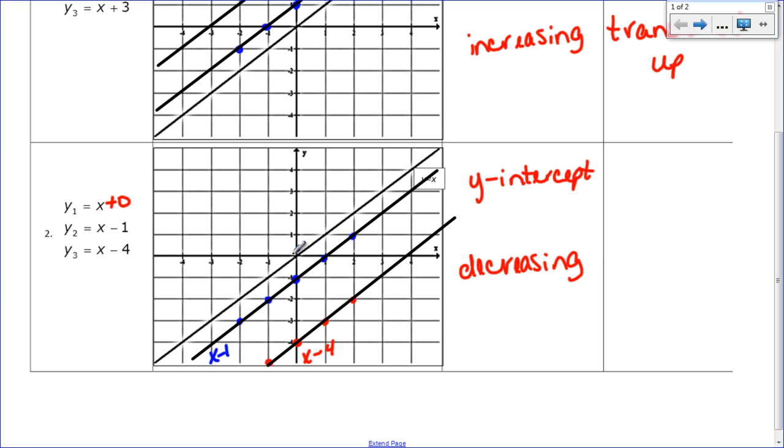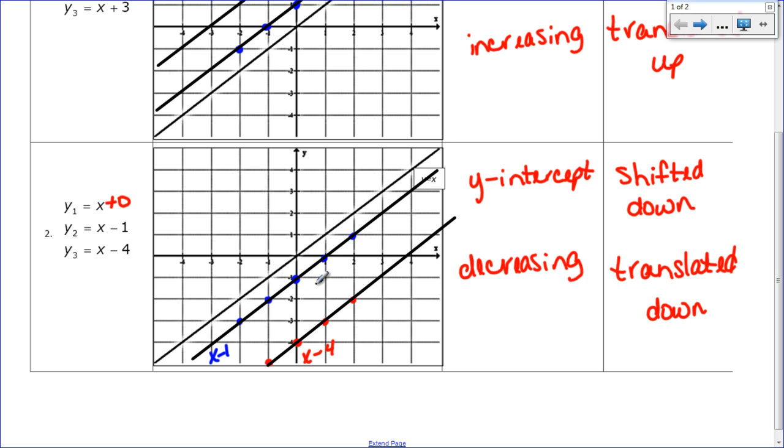And so now what has happened is I've shifted down from 0. I've shifted down 1 unit to make the first one, and then I shifted down 4 units to make the second graph. And so these are shifted down whatever number of units happen to be in my equation. And again, another way that will be said is that it translated down, because that's our math word for slide or shift.